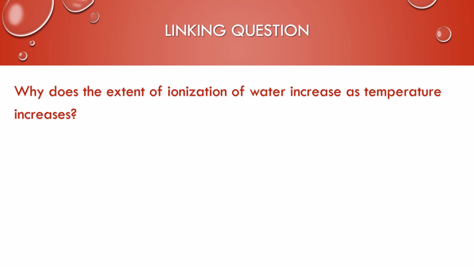And then it says, why does the extent of ionization of water increase as temperature increases? At higher temperatures, the particles are able to move around more, so it's easier for the water molecules to break up into the separate hydrogen and hydroxide ions. That makes sense because the equilibrium constant is dependent on temperature, so at higher temperatures it's going to increase the number of ions present in the solution.